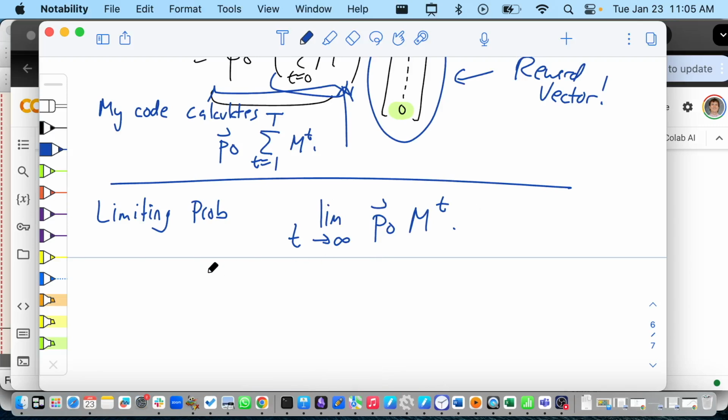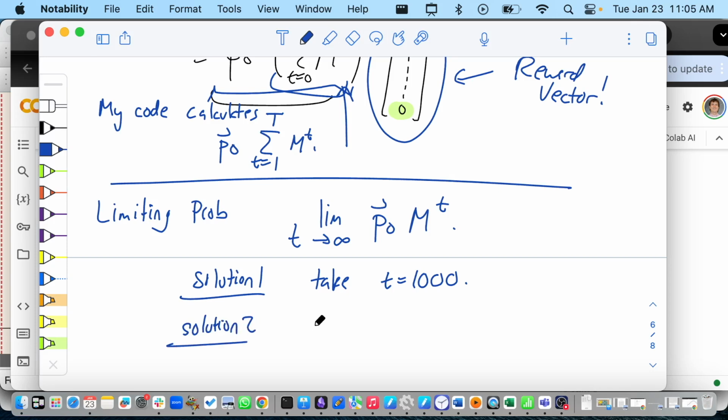Solution one: take t equals 1,000. And if you want to be really careful, you can check that 1,000 is big enough, right? You can check 1,000 and you check 2,000, and if 1,000 and 2,000 are almost the same, then you're pretty close to the limit. Just like a classic way of solving limits, plug in a huge number. That's solution one. But we also saw solution two, which was the eigenvalue way, and that involves solving p infinity times M equals p infinity. That was what we started today's class with, this equation.